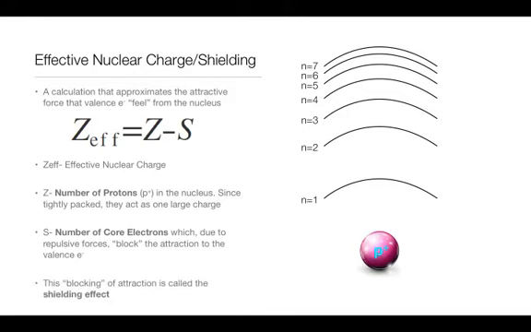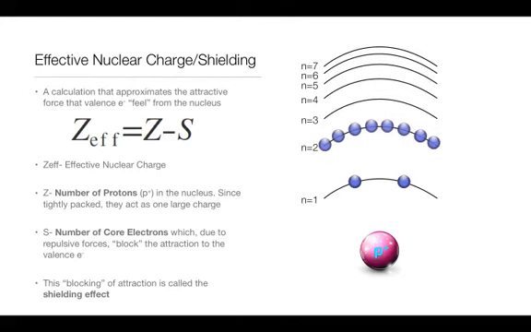We call this blocking effect the shielding effect. Let's look at an example here. If we look at the 2 electrons that are in the first energy level, there is nothing between them and the nucleus. For that reason, the strongest attraction is going to be between the nucleus and the very first energy level, because there's nothing in between them.